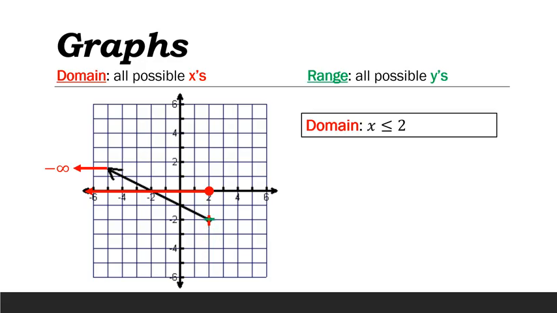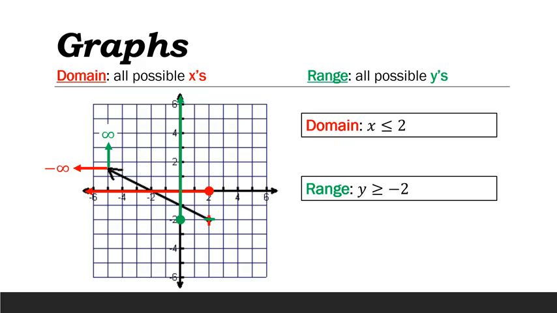Then for the range, the lowest point is at -2 for the y coordinate. And then my arrow is headed upwards towards positive infinity from there. So -2 will be as low as my graph ever reaches, and then it'll be everything above -2 as well. So the range will be all y values greater than or equal to -2.